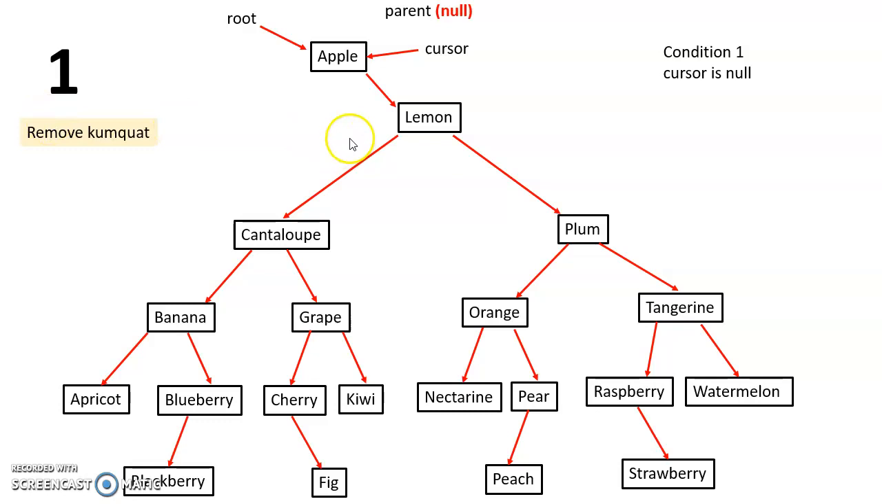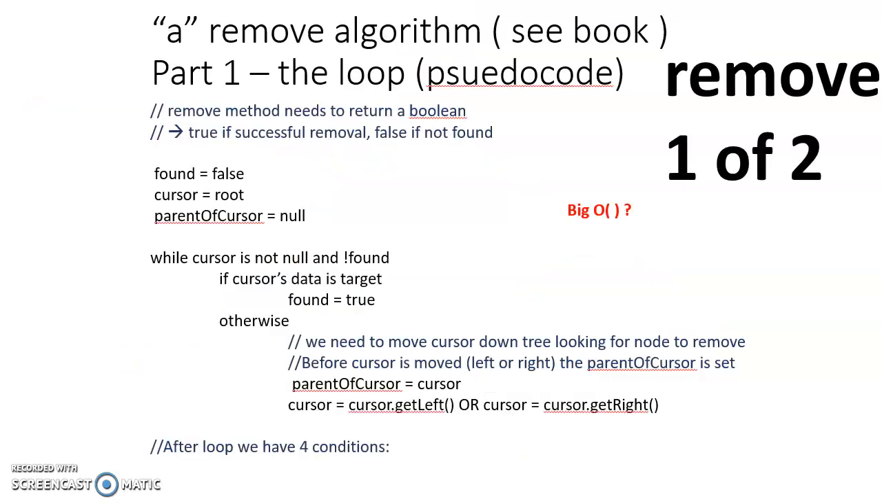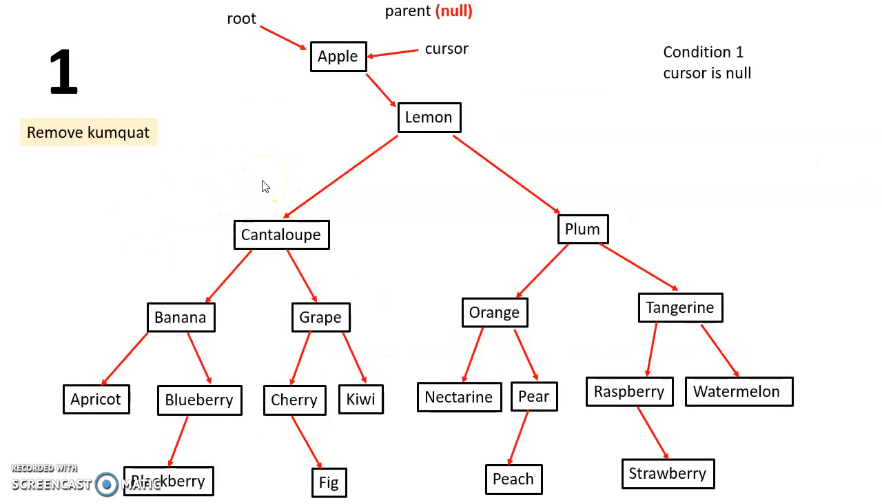When the algorithm begins, cursor is going to be root, and parent of cursor is going to be null. The parent is something some of the conditions will handle later. At the top of the loop, it's asking, is this what we're looking for? Is target, which is kumquat, equal to cursor get data? It's not.